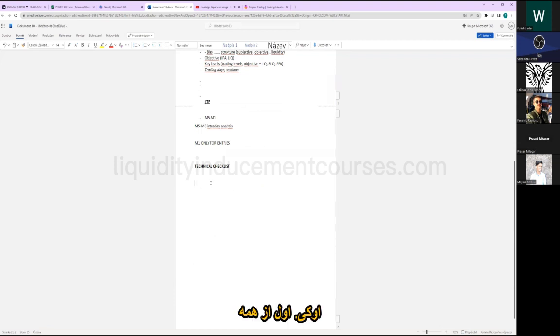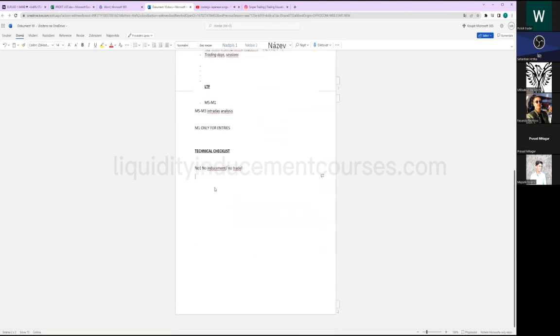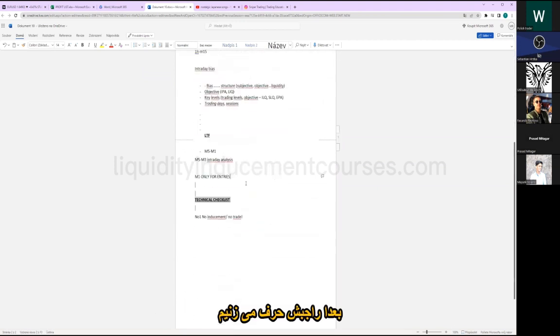Okay, so first of all, if there's no inducement, you shouldn't take a trade. Meaning if there's no liquidity grab, you shouldn't take a trade, any trade. So no inducement, no trade. And this is number one rule actually, because if you ask any algo trader, this is gonna be the first rule. But it can be different for each of them, and we're gonna talk about it.